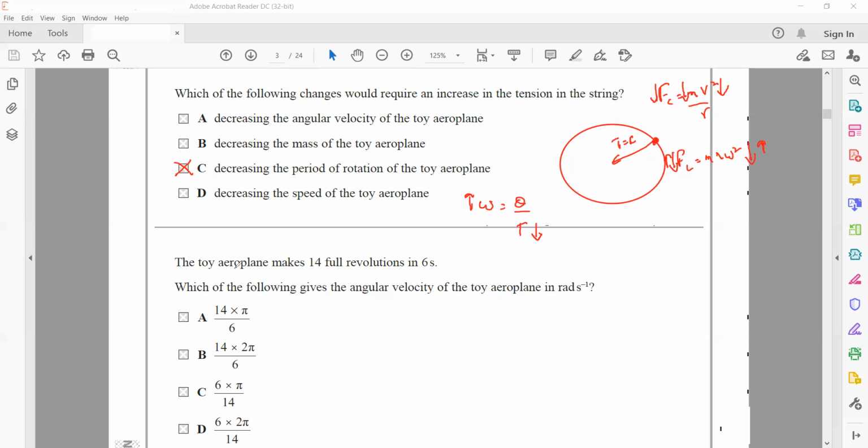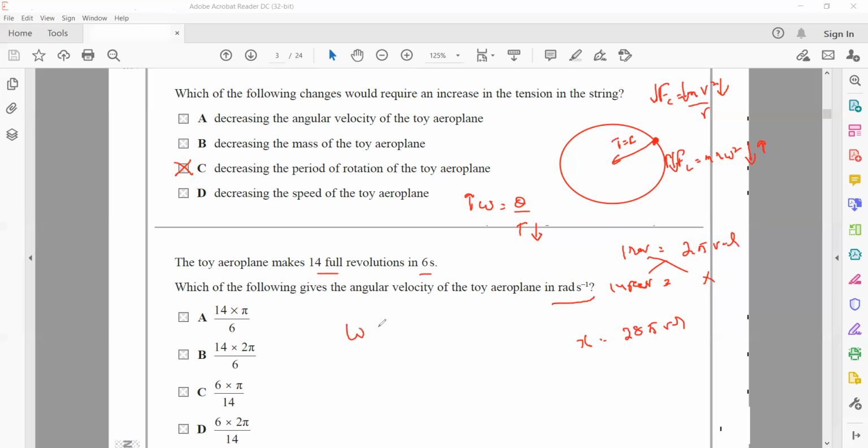Yes, sir. Then the second one, the toy airplane makes 14 full revolutions in 6 seconds. Which of the following gives the omega, the angular velocity in radian per second, and all the answers are in pi, so we don't have to substitute the value of pi. There are 14 revolutions, so one revolution is equal to 2 pi radians, so 14 revolutions will be equal to x, cross multiply. So 14 multiplied by 2, it will be 28 pi radian.